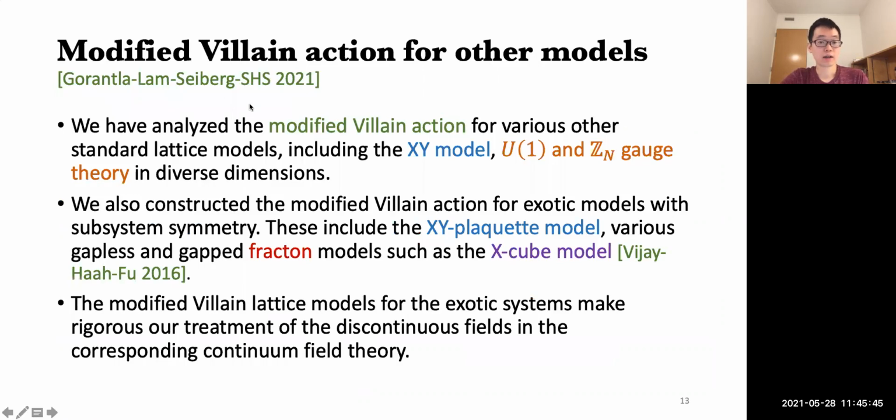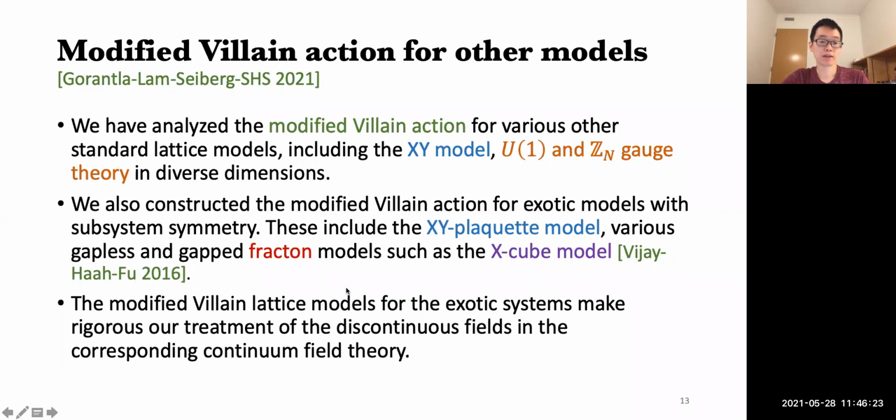So in this talk, I have discussed the modified Villain action for the ordinary XY model and for the 2+1D XY plaquette model. In our paper, we have also analyzed the modified Villain action for various other standard lattice models. This includes the XY models in diverse dimensions and the standard U(1) and Z_n gauge theory in diverse dimensions. We also apply the same strategy to more exotic models, which include various gapless and gapped fracton models, such as the famous X-cube model.